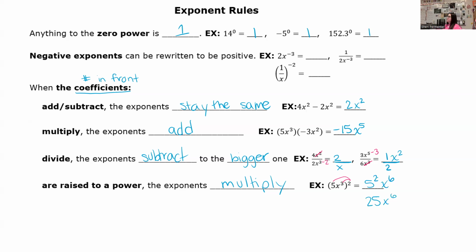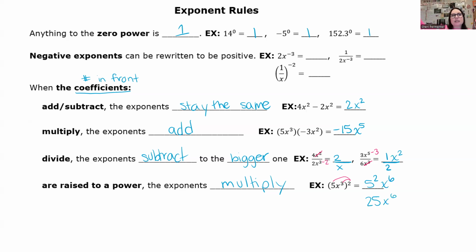So far, everything that we've done, all of our answers have had positive exponents. That's not always the case. Not always do you have a positive exponent. So we need to know what to do when they're not positive. So we're going to jump back to negative exponents. And the first one, if you have a negative exponent, you rewrite it as you change spaces.